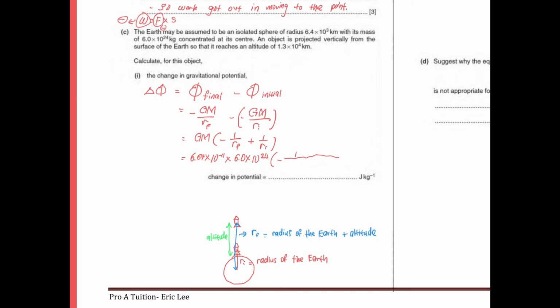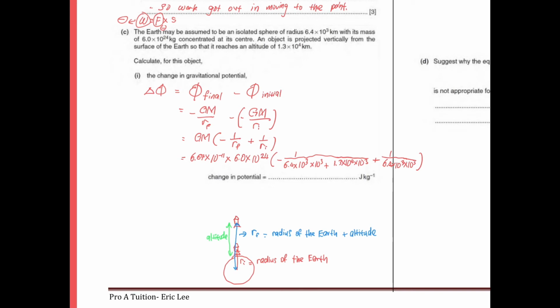Okay, so that's why 1 over R final is the radius of the Earth. The radius of the Earth, they give in km. Our SI unit is meter. Okay, so 6.4 times 10 power 3 times 10 power 3 again, to change to meter. Then altitude also change to meter, 1.3 times 10 power 4 times 10 power 3. This is R final, plus 1 over R initial, 6.4 times 10 power 3 times 10 power 3.